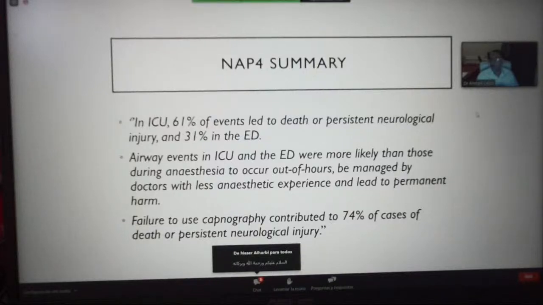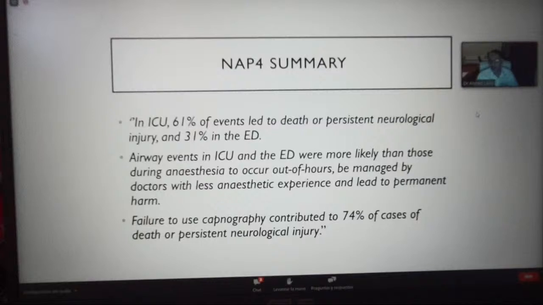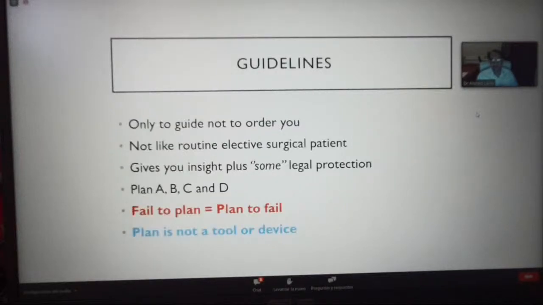And please, if you haven't got a capnography or an end-tidal CO2, make sure that you always use that during induction of anesthesia and management of the airway. If you haven't got guidelines on your trolleys in your units, you must have one. But remember, they are only there to guide you, not to tell you exactly what to do. And always have a plan, and the plan is detailed as A, B, C, and D. There is a very famous quote that if you fail to plan, you plan to fail. And your plan is not a tool or device, it's just a plan.